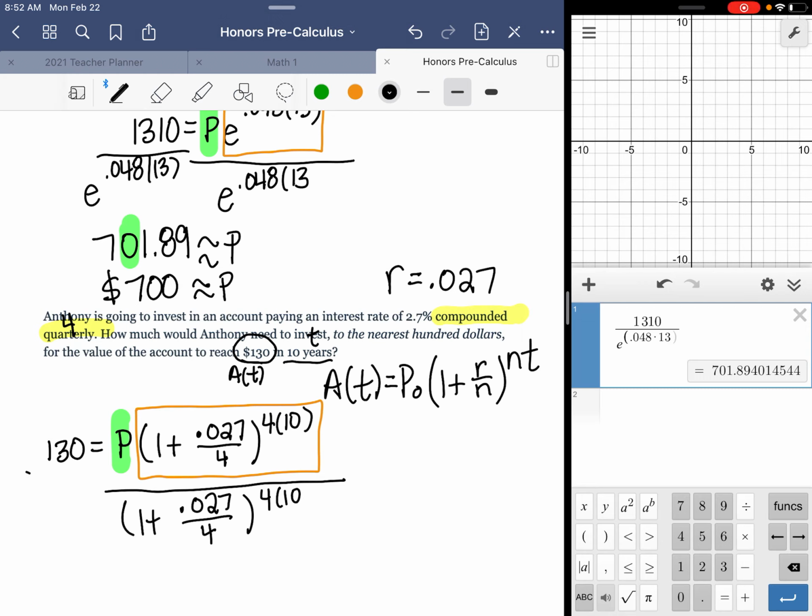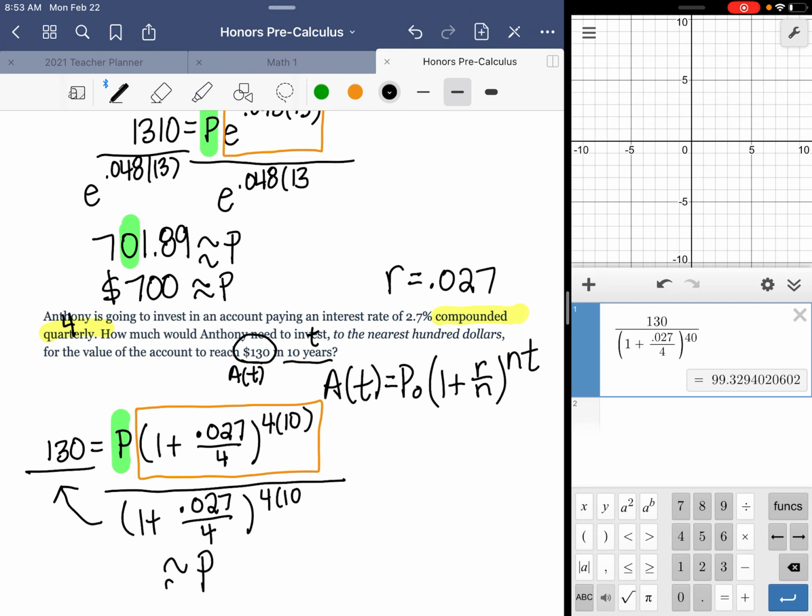All right, so we're going to do the exact same thing over here. I'm going to put that right into Desmos, making sure to be very careful as I type this in, because there are a lot of pieces that you could potentially make a mistake on. So 0.027 divided by 4. And on the outside of that, we're going to raise that to 4 times 10. We can go ahead and type 40. So we have P is approximately 99.3.